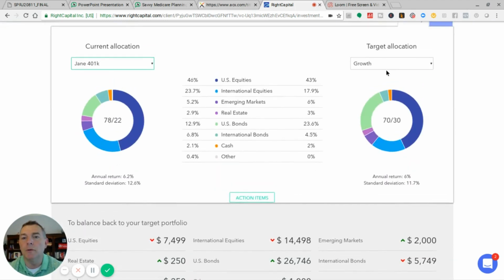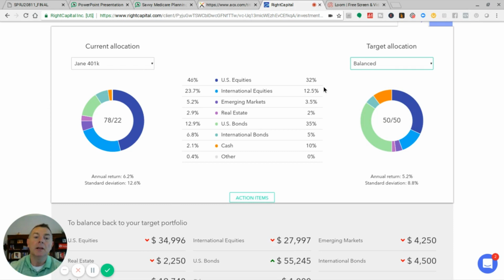And then, of course, you can do it relative to a balanced portfolio. If you do a balanced portfolio, it'll tell you what you need to revisit in terms of what you should have instead. Instead of 46% U.S. equities, only 32%, and blah, blah, blah. You can see all that.